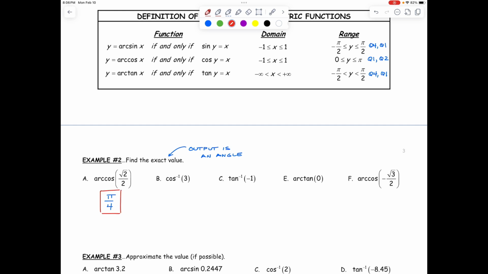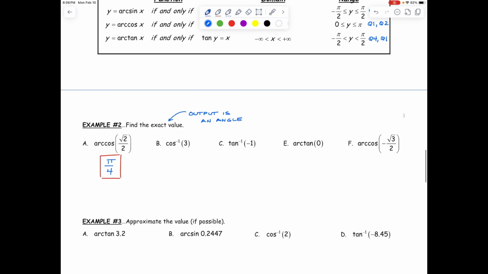Inverse cosine of 3, again, we know that the input there is outside of our domain, which is 1 and negative 1. So right off the bat, we know that this is undefined.